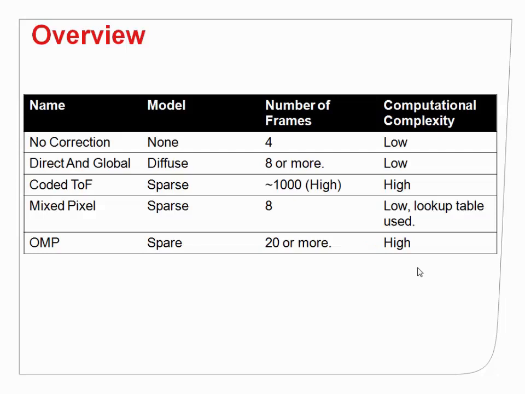In our case, we're using 1,780, and the computation is high. For the mixed pixel, you only need 2 frequencies, so again, only 8 raw frames. And for OMP, we need 5 frequencies, so that's 20 raw frames.